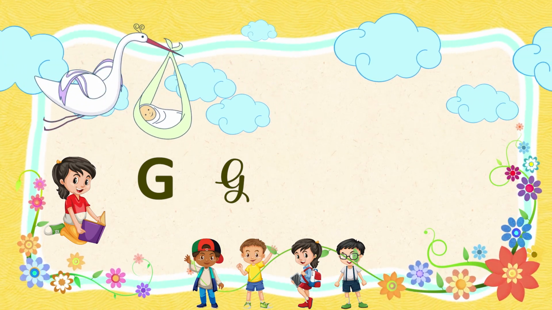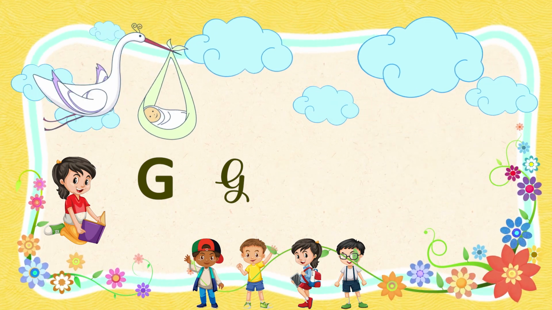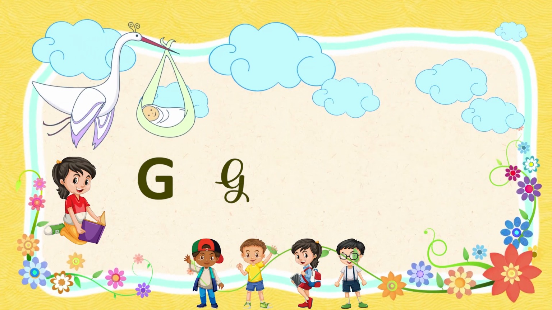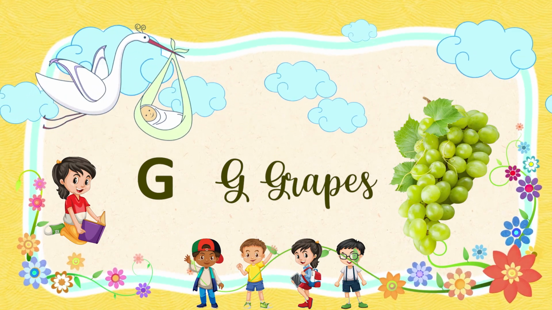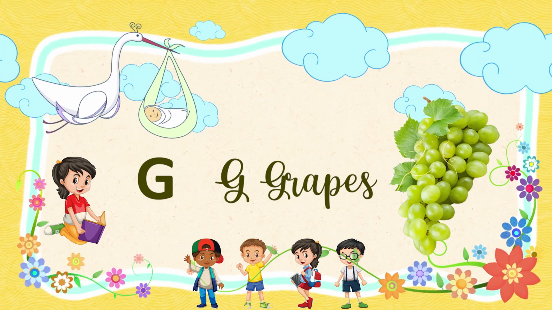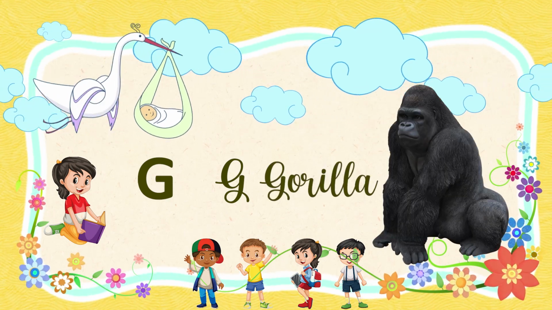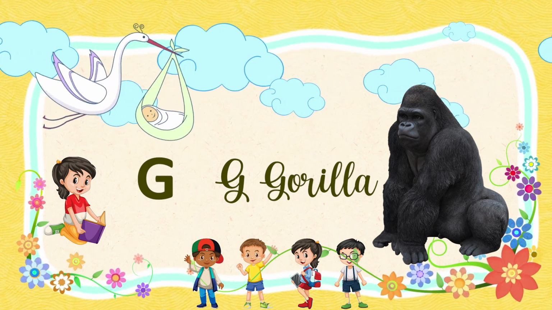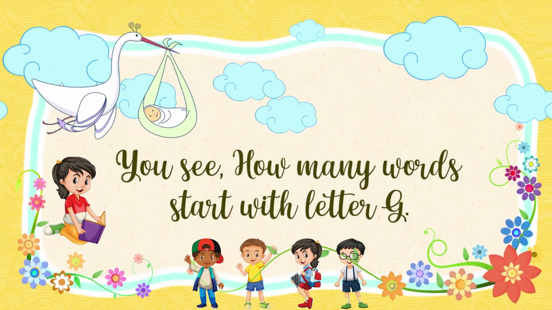Yes. G, g, goat. G, g, goose. G, g, grapes. Do you like to eat grapes? Yes, I also like them. They are so juicy. G, g, gorilla. Have you seen a gorilla in the zoo? Yes, they live in the jungle. You see how many words start with the letter G.